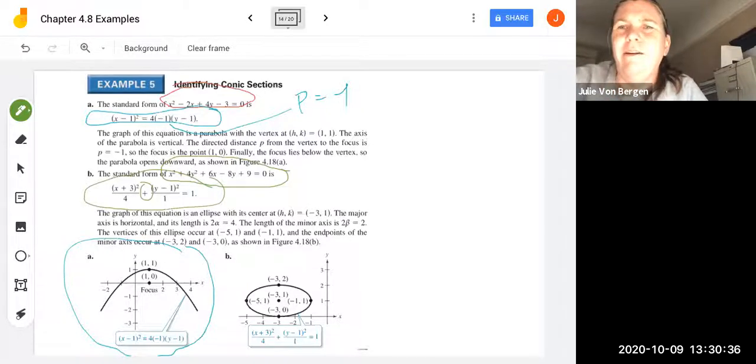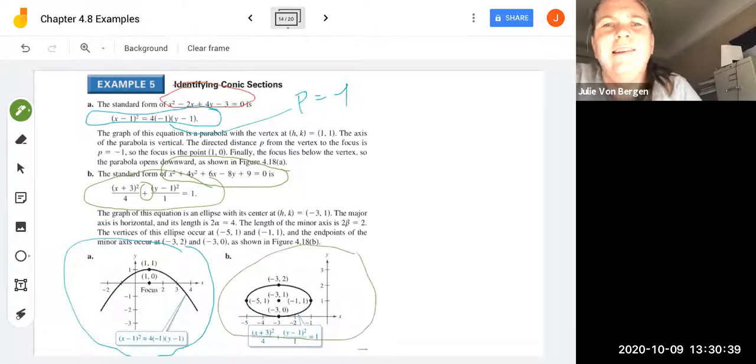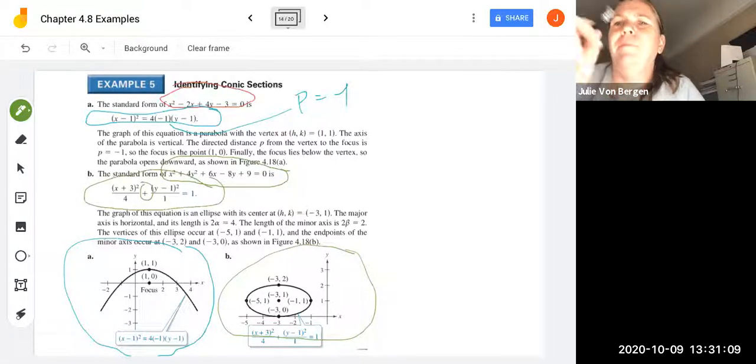So you can see this diagram down here. You can see that the major axis is the x-axis or the horizontal axis, and its length is 4. So we say 2 alpha equals 4. The length of the minor axis is 2 beta, which is 2. So we're going to say beta is 1. And the vertices of this ellipse occur at (negative 5, 1) and (negative 1, 1). And the endpoints of the minor axis occur at (negative 3, 2) and (negative 3, 0). So those points are all labeled in our diagram here.